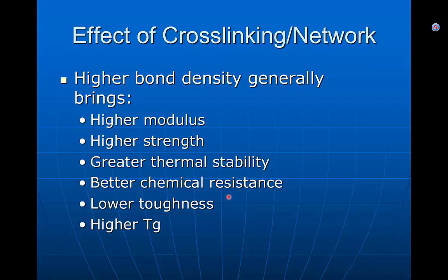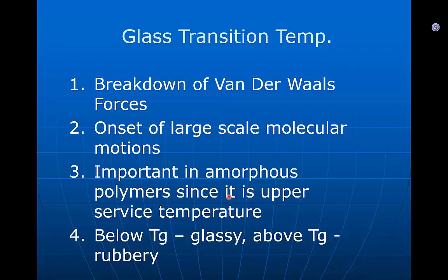Now, what is the TG? So we need to introduce the concept of the glass transition temperature. The glass transition temperature, in a simple sense, can be thought of as the temperature where van der Waals forces essentially break down. Now, that's not completely what's going on, but it's a helpful way to think about it. Basically, at the TG, you begin to get large-scale molecular motions. The 30, 40 repeat units can start wiggling around. The molecules become mobile.